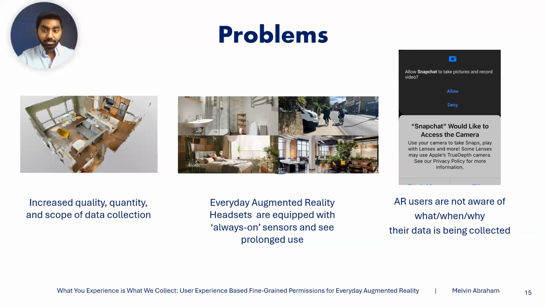The third issue is that AR users are not aware of what data is being used, when the data is being used, why it was even being collected in the first place. The way data access is handled in AR is through the use of permissions. Currently, AR devices just copy and paste permissions from smartphones, the majority being from the Android operating system.